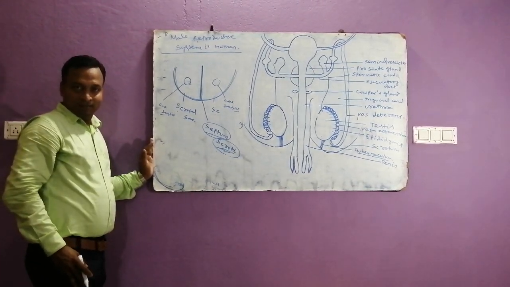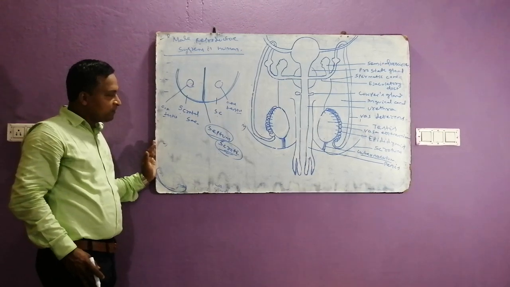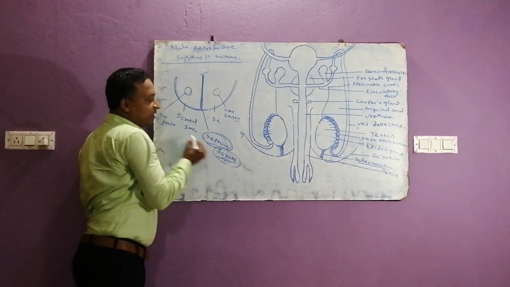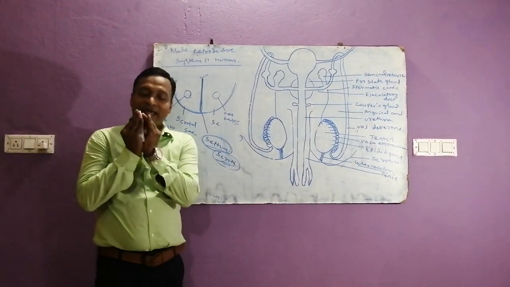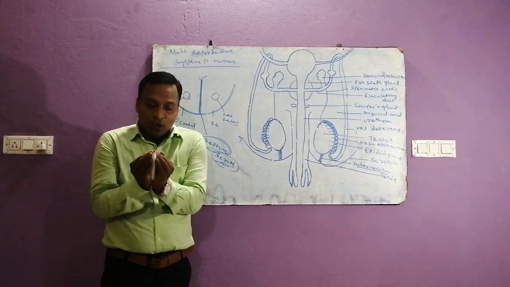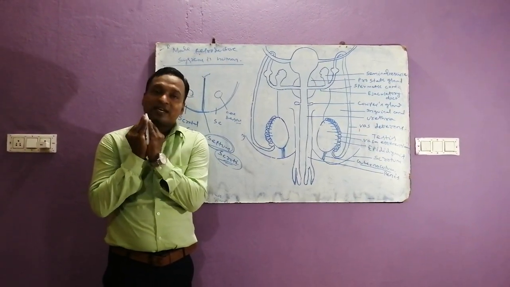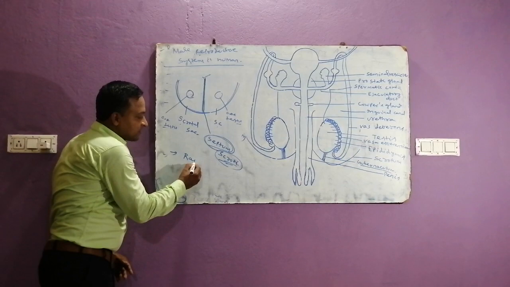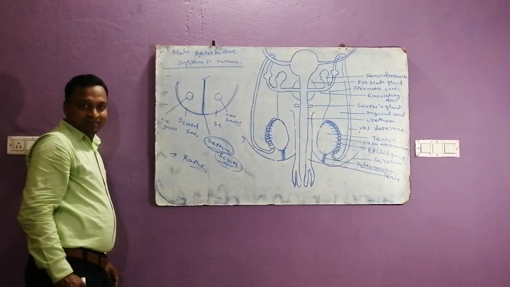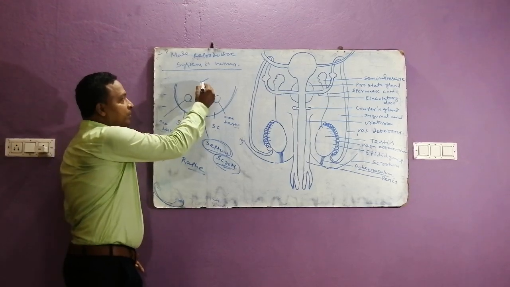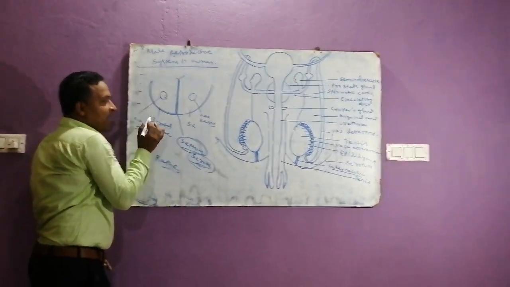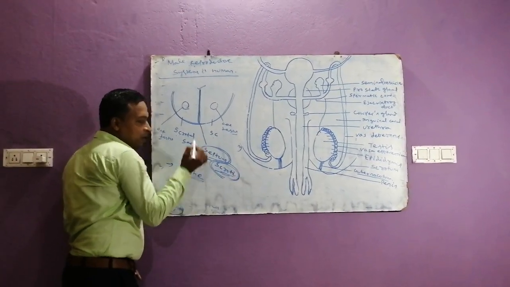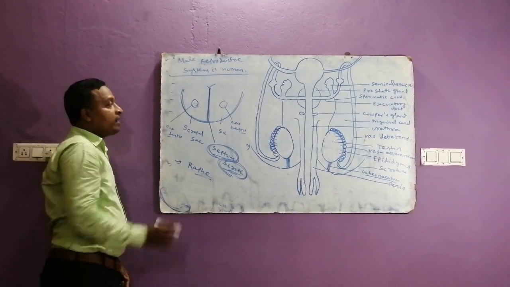Yes. Try to focus on the next one. This septum scroti internally is called septum scroti. But externally, if you see externally, this is the scrotum, this is the internal septum, this is the external. Externally we can call it by another name, that is called raphe. The septum which divides the scrotum into two parts internally, we can call septum scrotum.